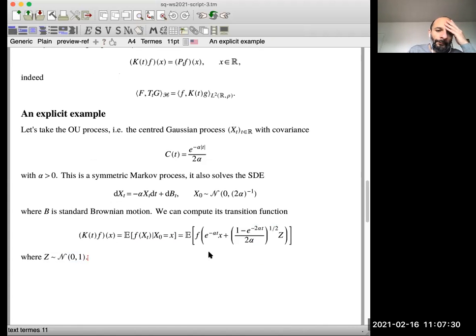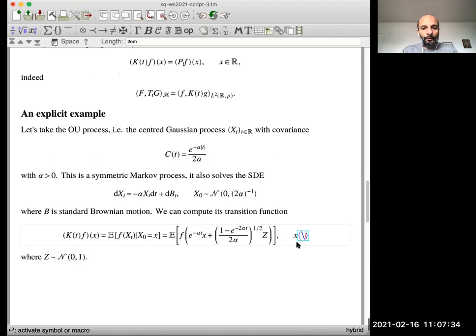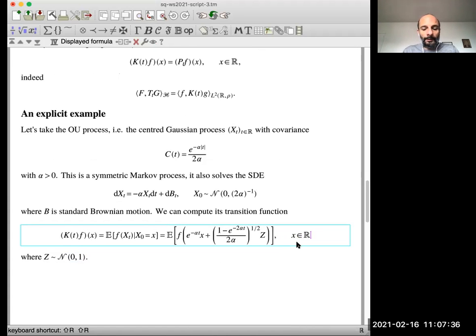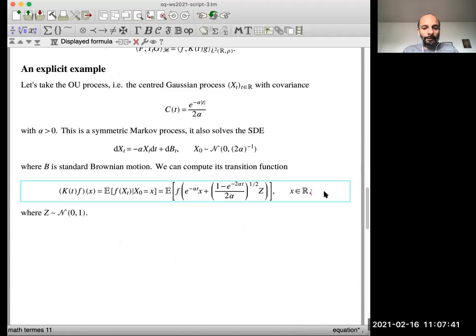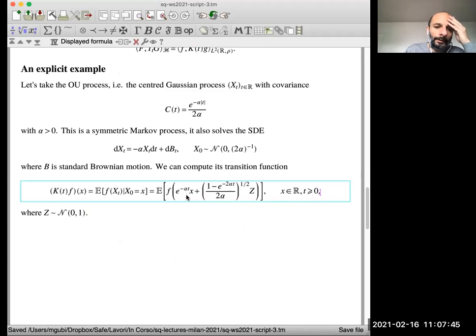That's a convenient way for me to write this transition function. You can prove it in many ways, and in the notes I put some way, but maybe think about it yourself. T is positive, I think it's well known. So you see, it's what is written here. I don't want to comment too much about it.